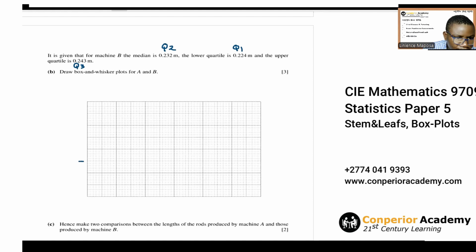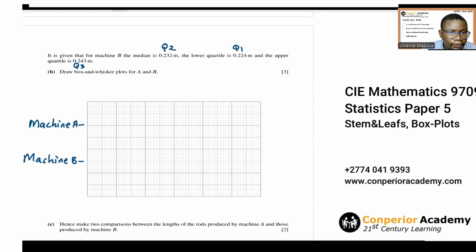So I want machine A to be here, and I want machine B to be here. Okay, so make sure you label this. And then you want to decide on a sensible scale. So just make sure you decide on a sensible scale.